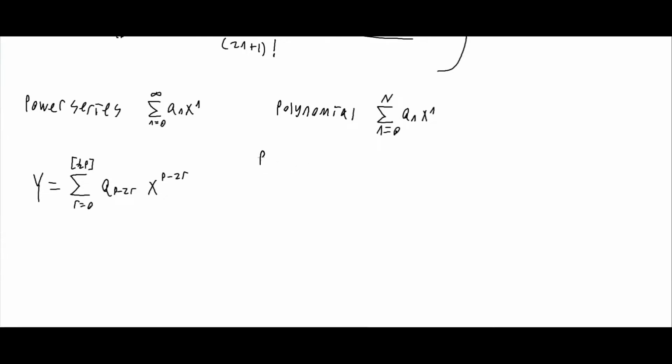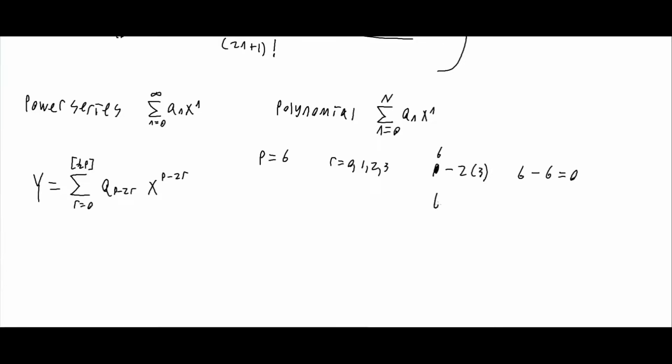So if we were looking at p equals 6, then r would go from 0, 1, 2, 3. So the r would just go up to 3. So we would end up, as you can see here, the lowest power would be p minus 2 times 3. Well, I said that p was 6, so we can put a little 6 in here. So that's 6 minus 6, which equals 0. So that is our lowest power.